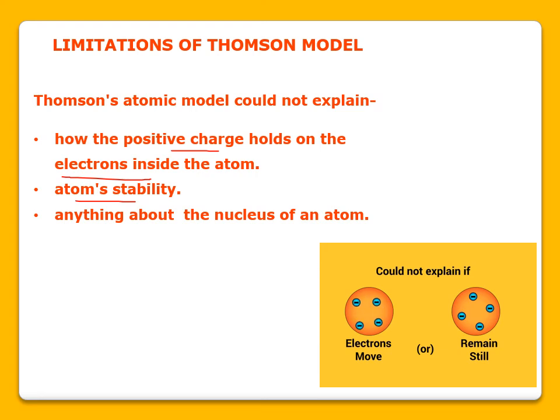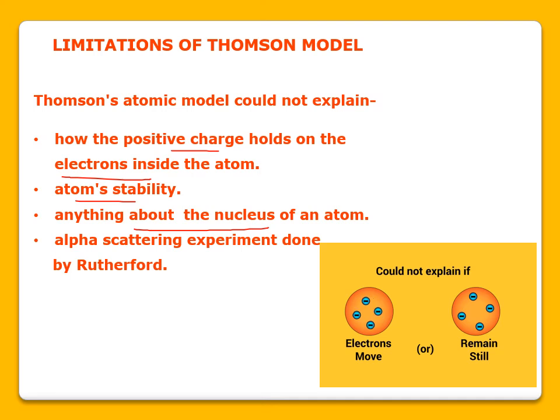The Thomson model did not mention anything about the nucleus of an atom, and later on when Rutherford did the alpha scattering experiment, it could not be explained with the help of this Thomson model. So these were the limitations of the Thomson model. That is why the Thomson model of an atom was not accepted, but really it was a great work. After that, many scientists modified this and came up with other models.